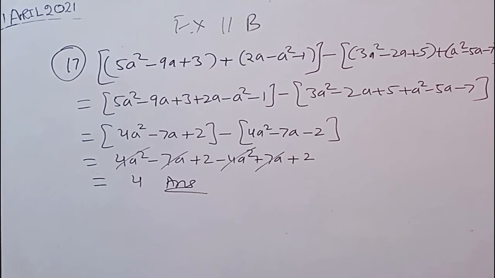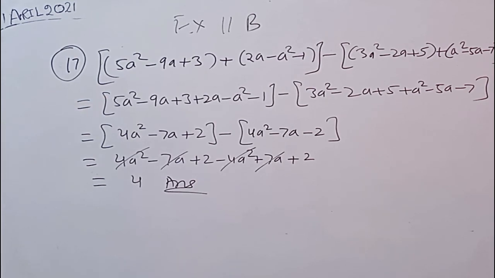So open the small bracket, we are getting 5a square minus 9a plus 3 plus 2a minus a square minus 1, and in the second big bracket we are getting 3a square minus 2a plus 5 plus a square minus 5a minus 7. By solving, 5a square minus a square gives 4a square, minus 9a plus 2a will give minus 7a, 3 and minus 1 give plus 2. Minus sign between, and here 3a square plus a square will give 4a square, minus 2a minus 5a will give minus 7a, and plus 5 and minus 7 will give minus 2.